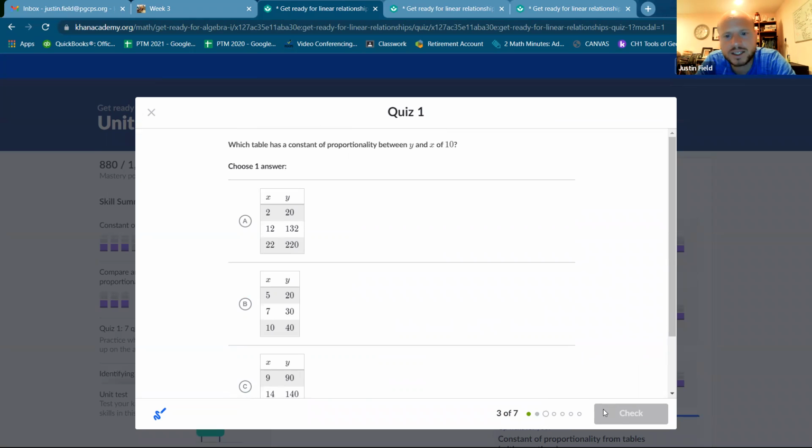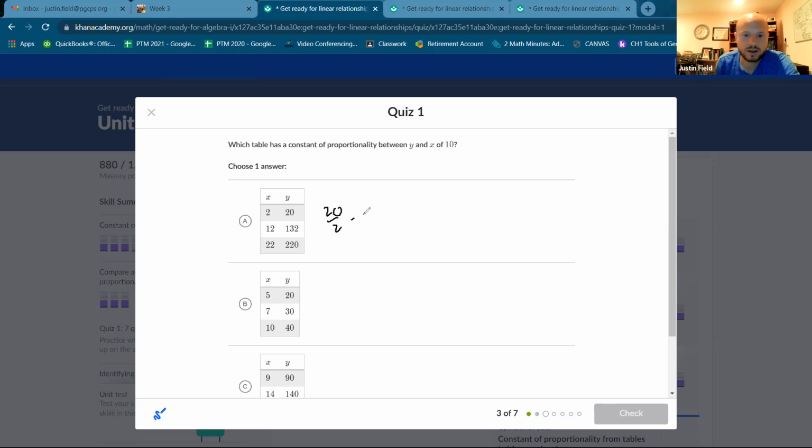Which table has a constant of proportionality between y and x of 10? So y over x. So that 20 over 2, would that not be 10? That's 10. 90 over 9, that's 10. Uh-oh. 90 over 9, 20 over 2. Hold on.